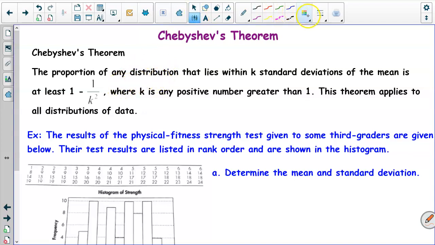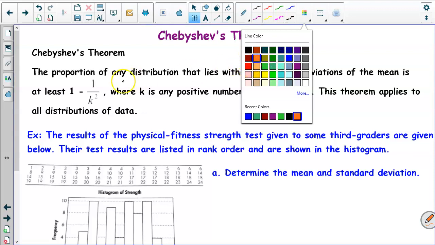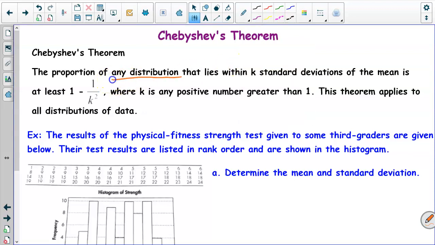So I'm going to underline that. Any distribution. Empirical rule technically only applies to what? Normal distribution, okay? But Chebyshev's applies to any distribution. So if you have a distribution that's not normal, you can use this, all right? So it says the proportion. Proportion is another word for probability, which is what the Z table gives us, or the empirical rule gives us, 0.68, 0.95, 0.99, right?